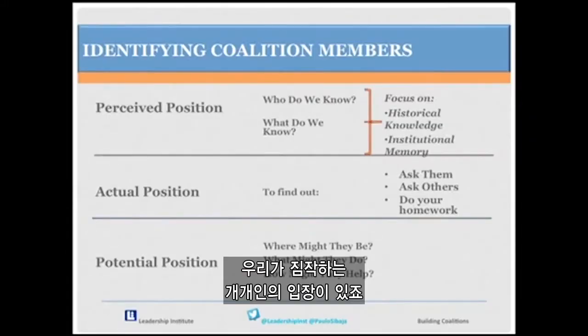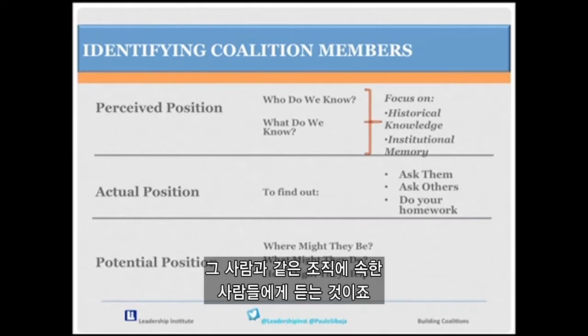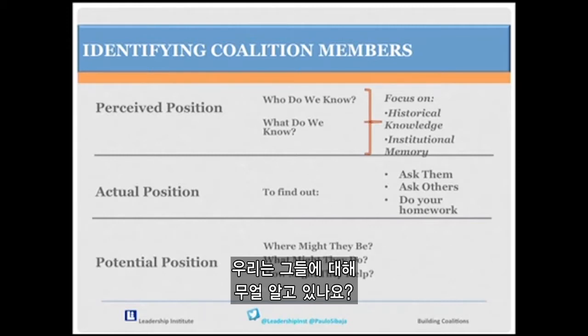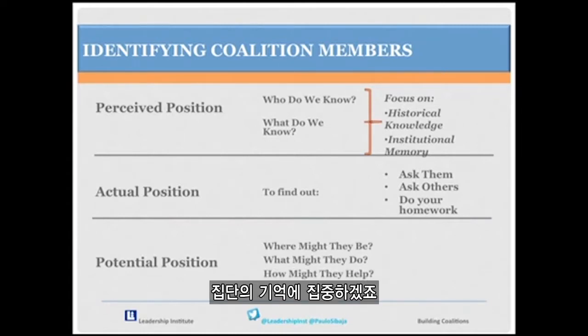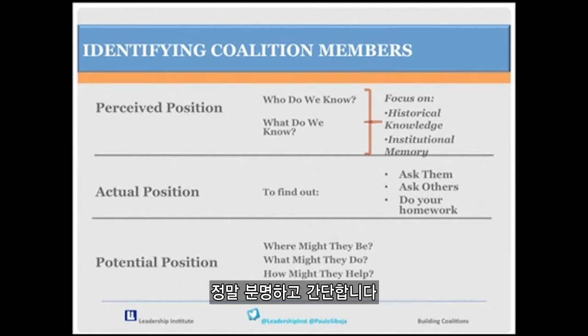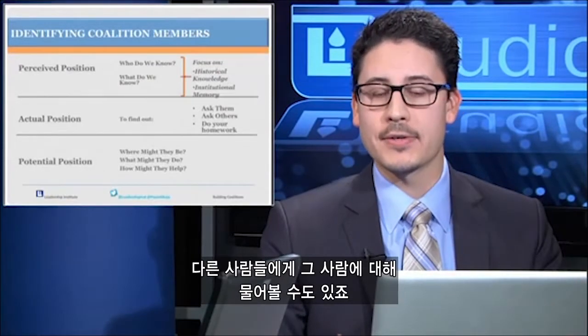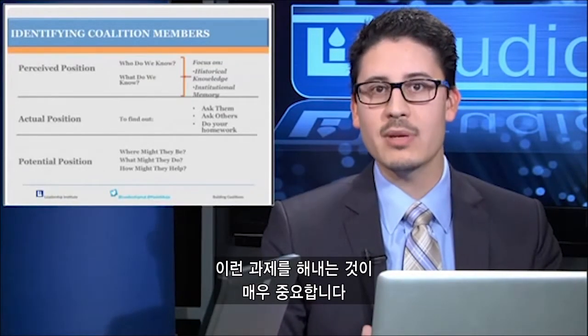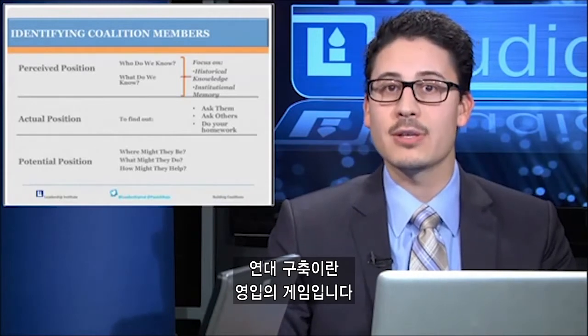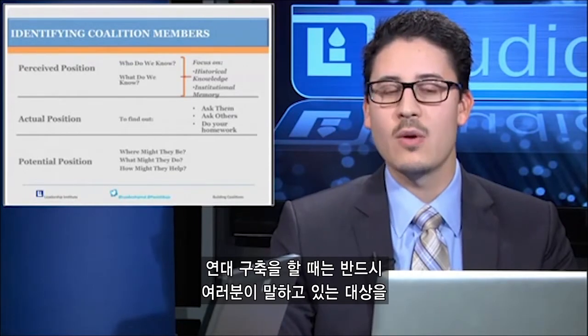We have perceived position. The way we find out an individual's perceived position is, who do we know that knows that individual or someone in that organization? What do we know about them? Obviously, you want to focus on the historical knowledge, institutional memory, and then you want to actually find out whether their perceived position is their actual position. Plain and simple, what you do is you actually ask them if you've got a relationship with them, or you can ask others. Do your homework. It's extremely important. Coalitions is a game of addition, as is most politics out there, so you want to make sure you know who you're talking to when you do this.